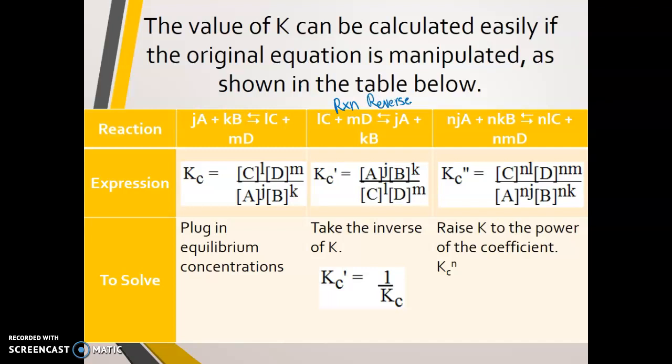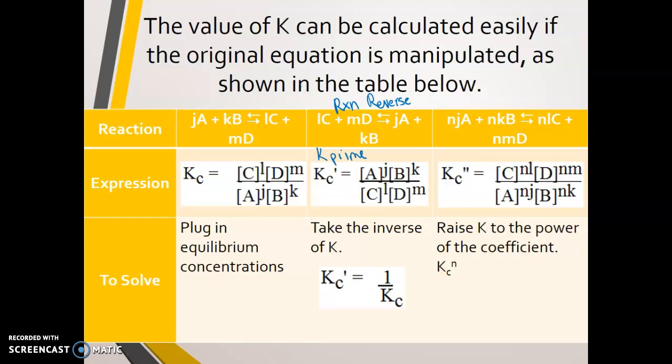So this is called K prime. And so you're still going to write it the same way, but if you've already calculated the equilibrium constant value for the forward reaction, you can take the inverse of K to find the value of K prime, and you will get the same answer.